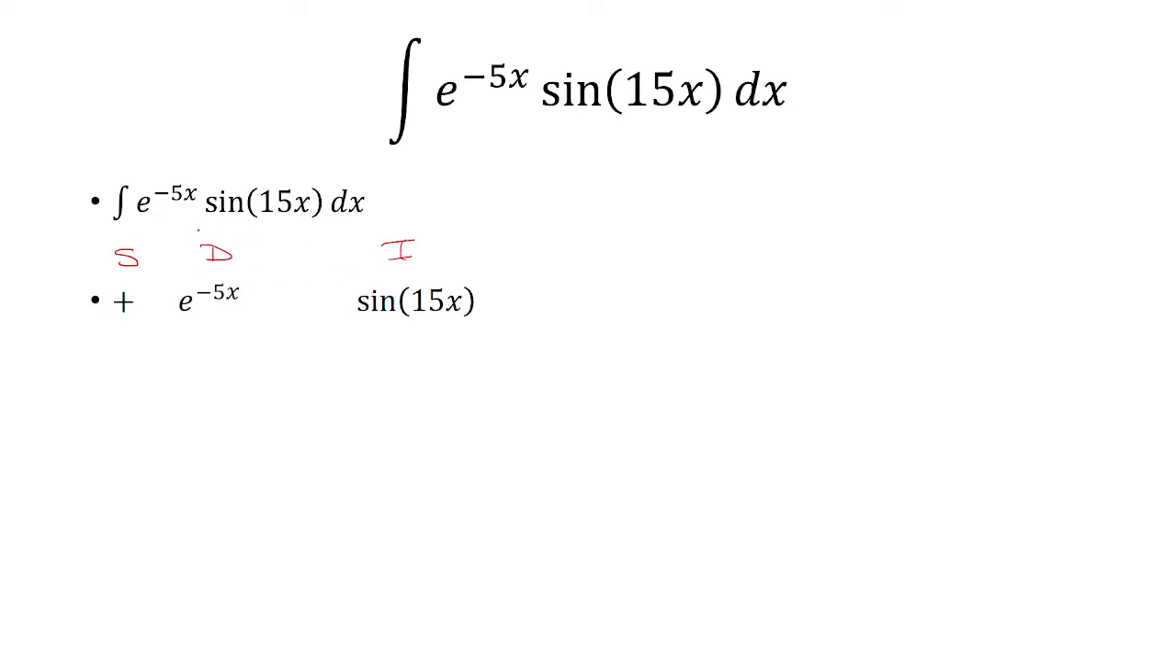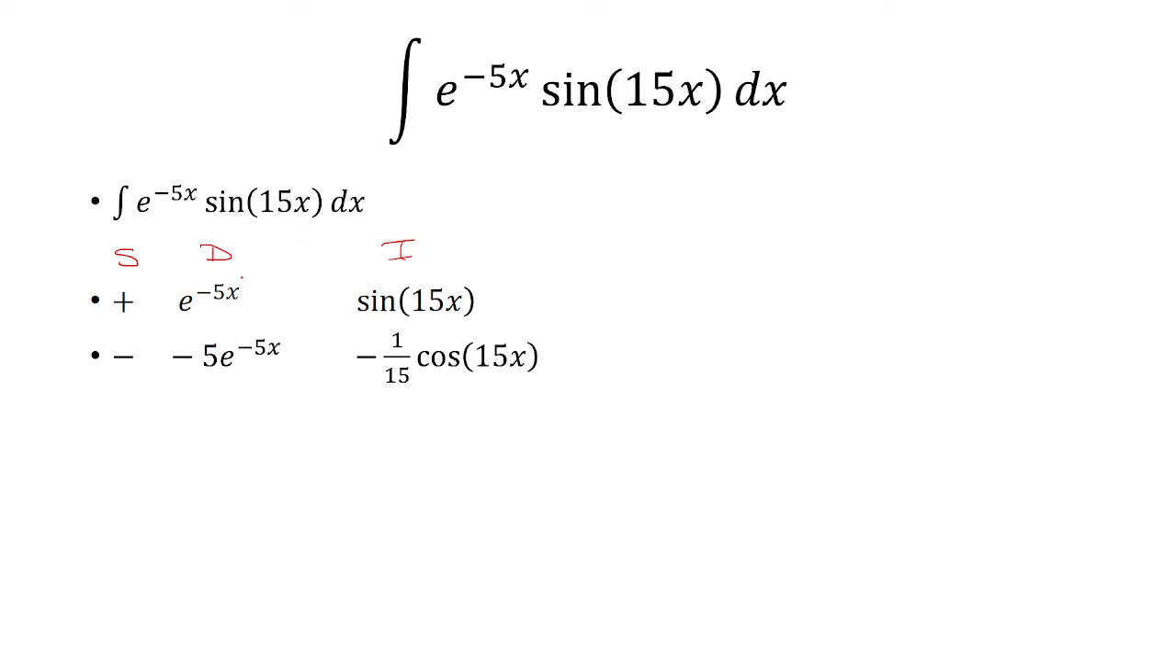For the derivative, you start off with your typical integration by parts. You're going to use e to the negative 5x, although technically you can also use sine of 15x as well. For the integral, I chose sine 15x, and the sign column is going to alternate between positive and negative.